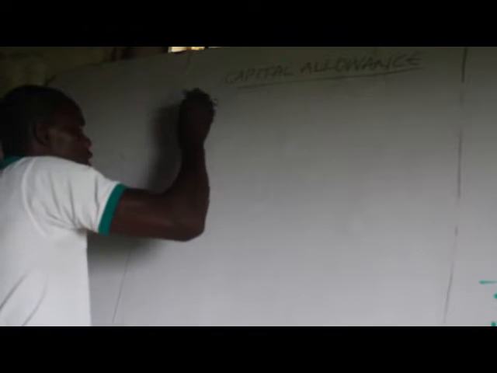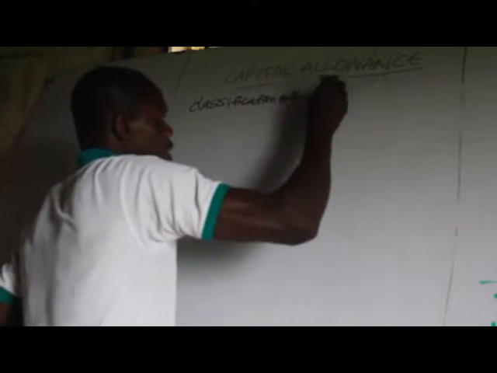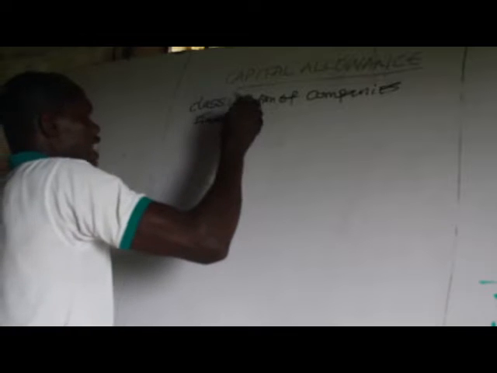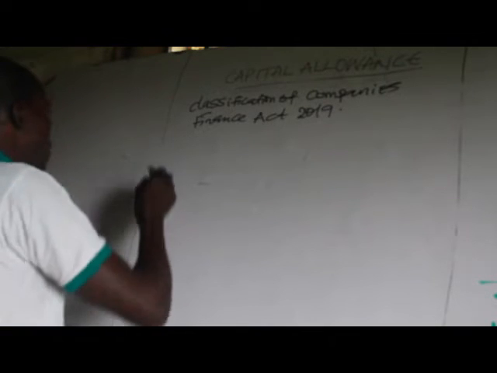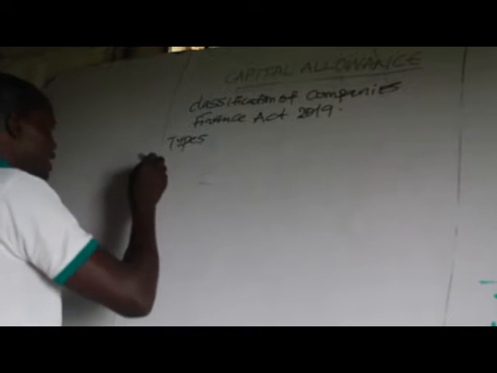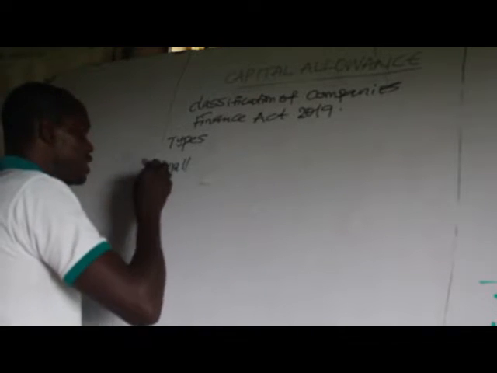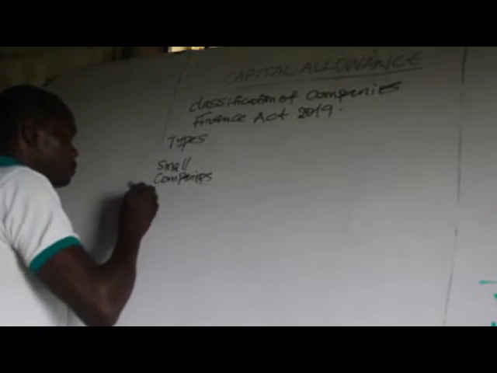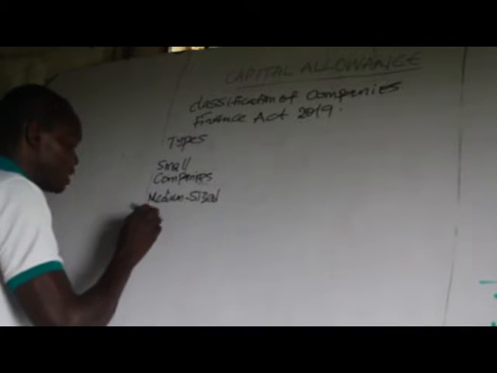Classification of companies. In accordance with Finance Act 2019, companies are classified into 3 types. We have small companies, medium-sized companies, and we also have large companies.